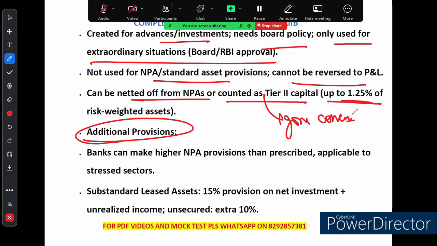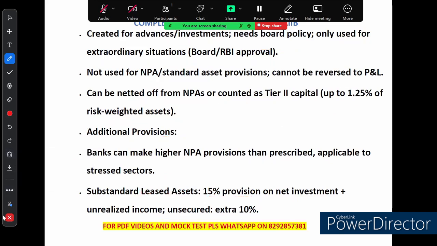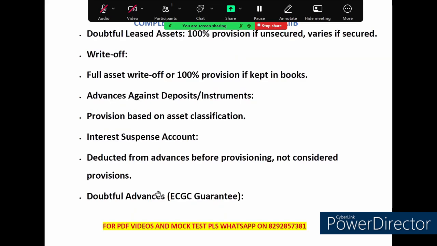Now for additional provisioning, a bank can make extra provision for bad loans in sectors that are at more risk. Specifically, when it comes to lease assets, banks need to set aside 15% of the loan amount that has not been paid yet, right? And if the asset is unsecured, they add an extra 10% on top of that. It is all about banks keeping prepared for unexpected financial bumps, right?